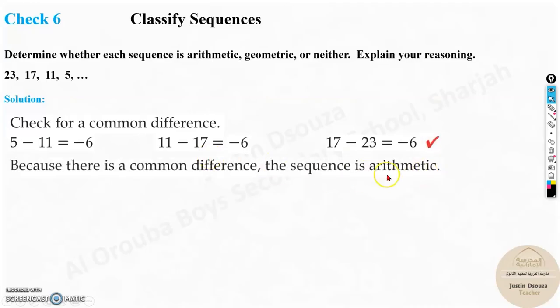You do not need to check for anything else. Sorry, you do not need to check for a common ratio, because we got the common difference equal in all the cases. So hence it is an arithmetic sequence.